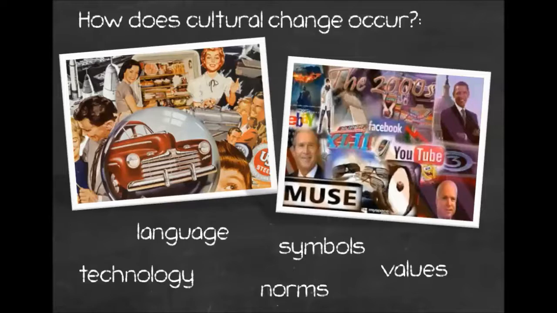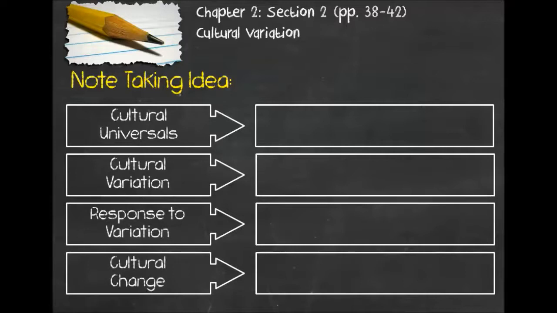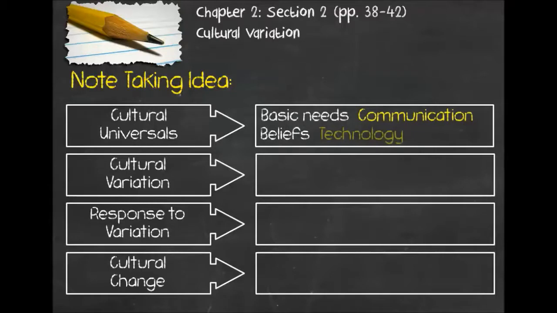Now, there are a lot of key vocabulary terms in this section, so I recommend you take notes using an organizer like this. For each of the four main headings in this section, make sure that you can identify all of the key vocabulary and be able to give an example. For example, under cultural universals, be able to explain in your own words some of the categories that Murdoch came up with, like basic needs, communication, beliefs, technology, and arts and leisure. Now do the same for the other categories.